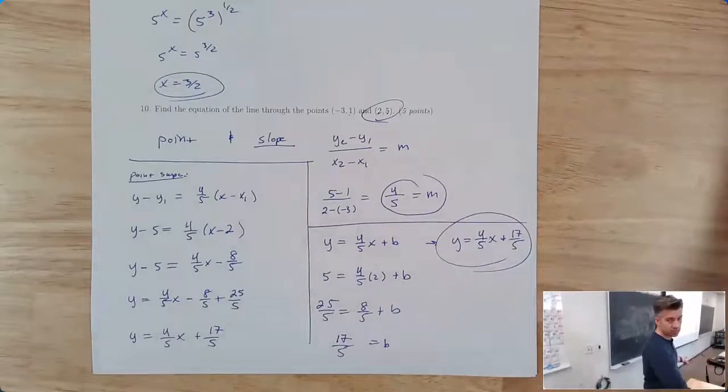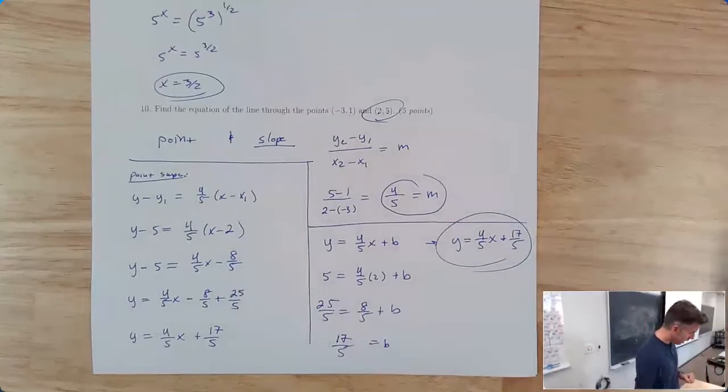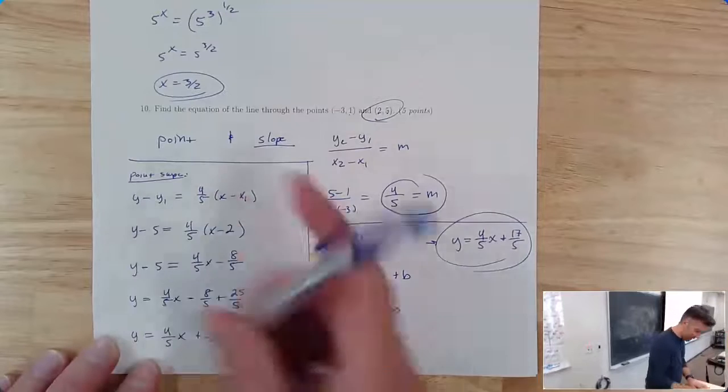What are you going to do? So I said to myself, I didn't say it out loud. I should have said it out loud. When I added 5 to both sides.